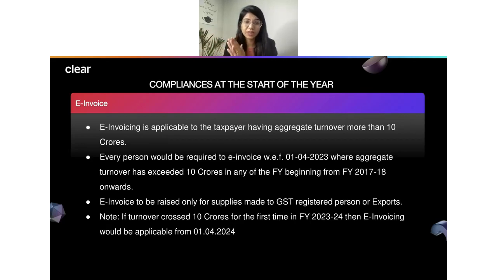The e-invoicing has to be generated only for the B2B and the export transactions and the corresponding credit and debit notes, if you're issuing those. That is what we have to do, right? So this was the first important point which we have to always consider: whether the turnover has exceeded the threshold limit in the preceding financial year or not.